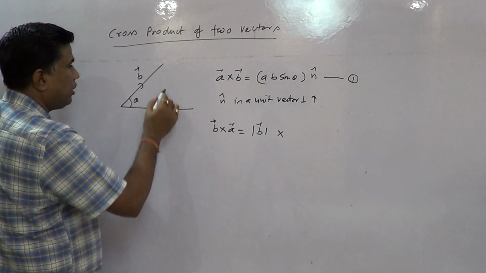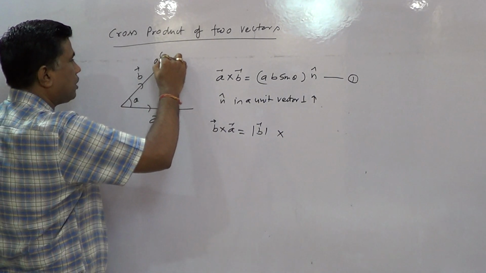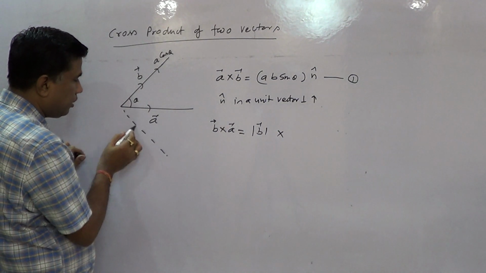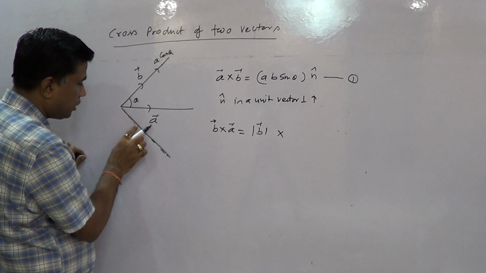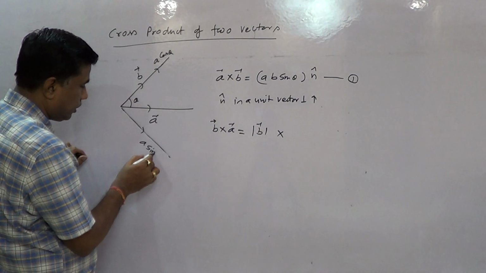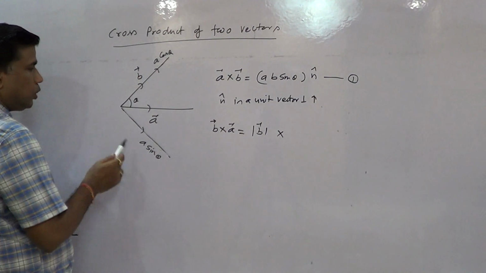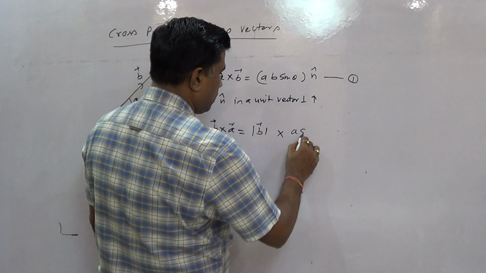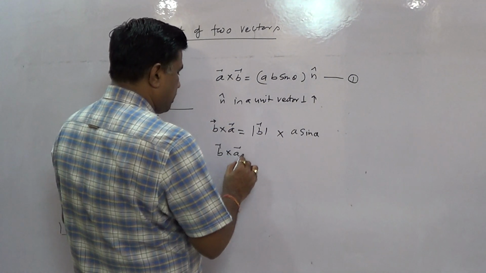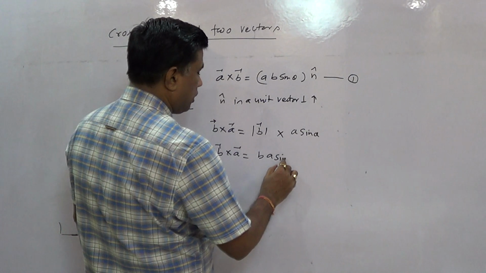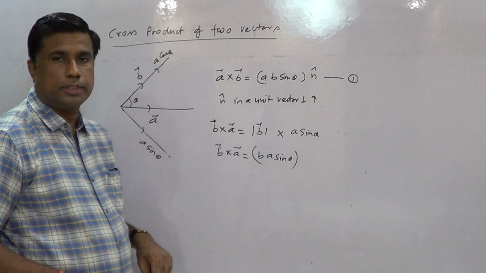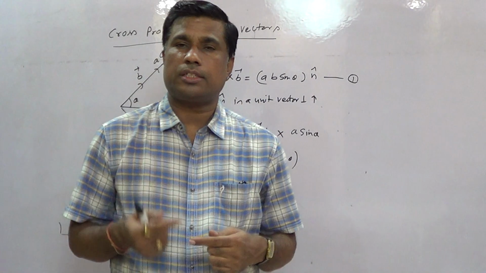So component of B along A will be B cos theta, and component of B perpendicular to A will be B sin theta. So this is what? B sin theta. In cross product we have to take this B sin theta. So B cross A may be written as A into B into sin theta. But this is only the magnitude of this cross product. We have to express direction also.